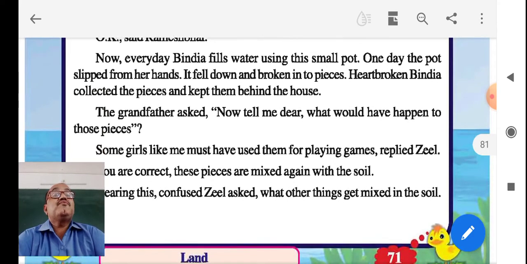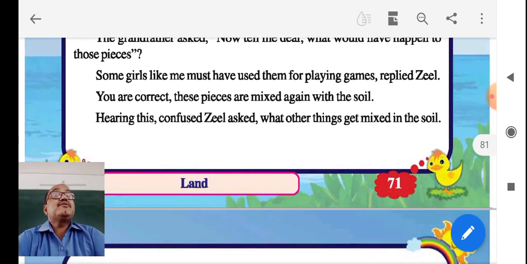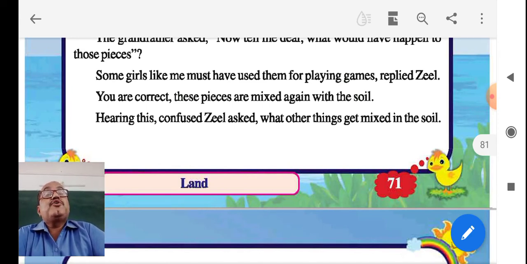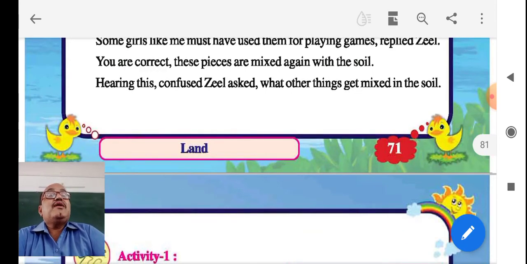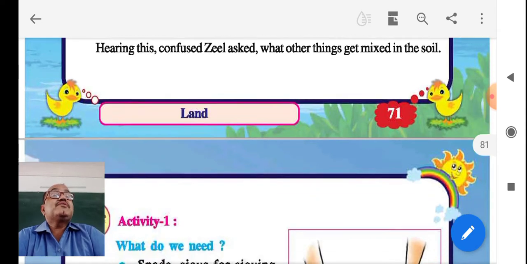One day the pot slipped from her hands, fell down and broke into pieces. Heartbroken, Bindya collected the pieces and kept them behind the house. Grandfather asked, "Now tell me dear, what would happen to those pieces?" "Some girls like me must have used them for playing games," replied Jill. Jill said it will be used for making a toy if it is broken. Hearing this, confused Jill asked what other things get mixed in the soil.